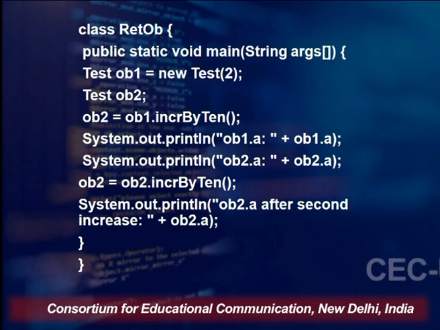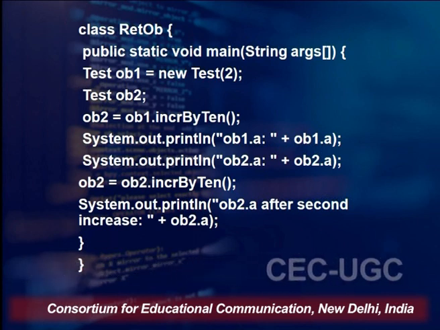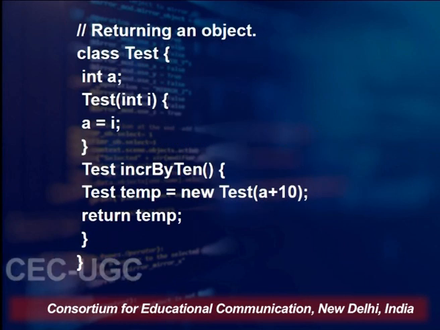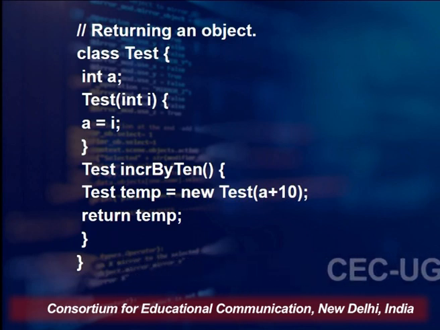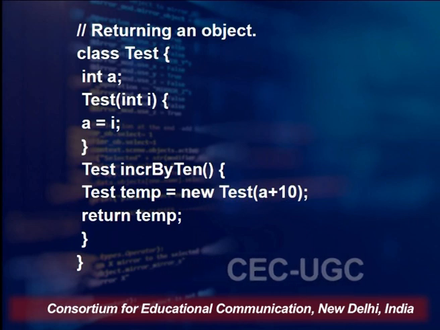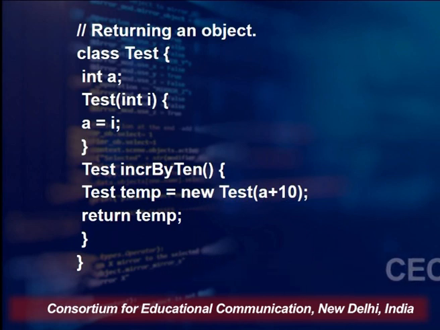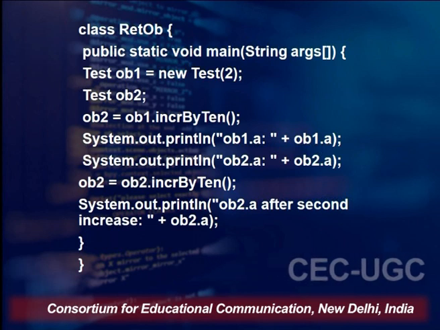So using this OB1 object, I am calling a method of class Test, and what does that method do? That method calls this function incBy10 and creates a new temporary object, and then the instance variable of that temporary object has been given the value of a plus 10. So here it will be 12, and this returns temp. And now this temp is stored in OB2.